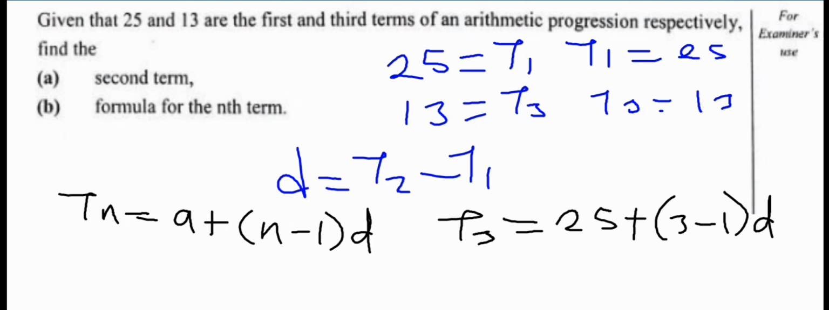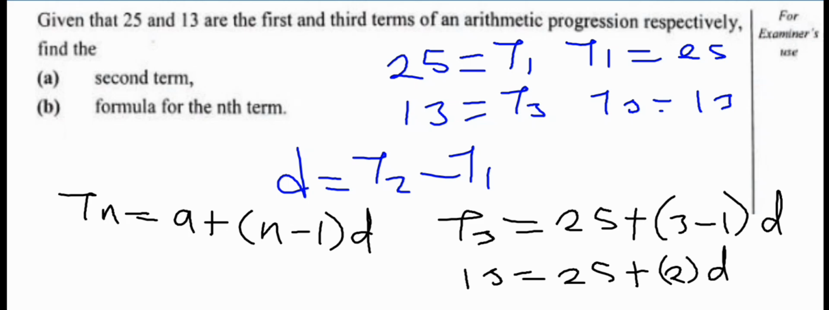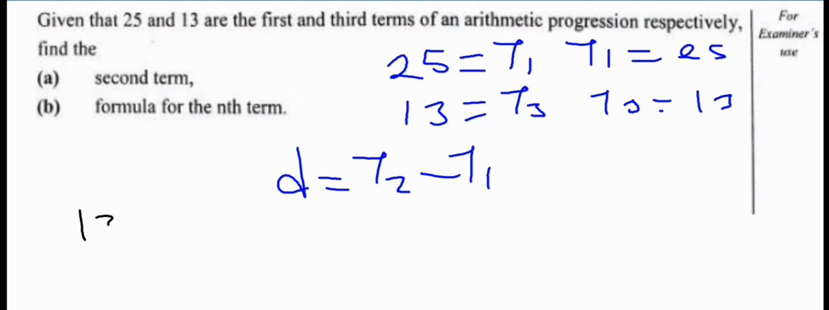So we can say, what is our term number 3? Term number 3 is 13. So we can say 13 is going to be equal to 25. Then 3 minus 1. So remember here we have d, sorry. So 3 minus 1, we are going to have 2. Then 2 multiplied by d, which is the common difference. We are going to get 2d. So we can say we have 13 being equal to 25 plus 2d.